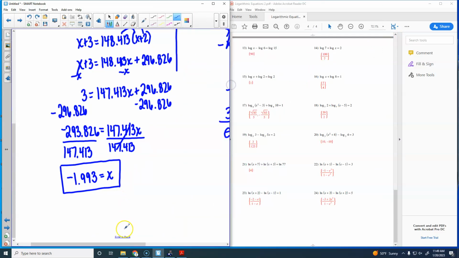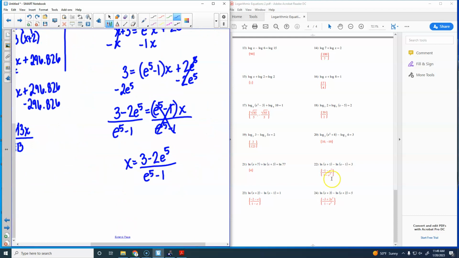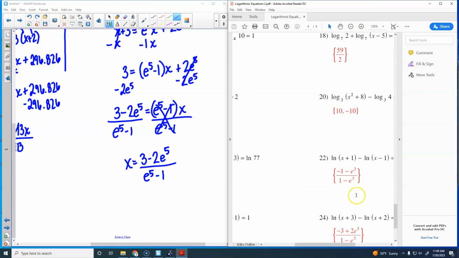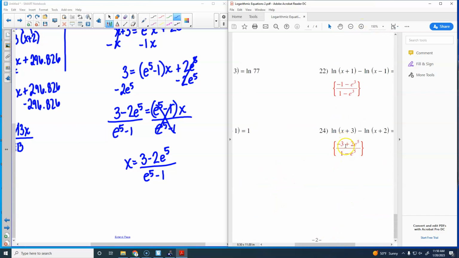They have the answer key right here. Let's zoom in. They've got negative 3 plus 2e to the fifth over 1 minus e to the fifth, which is close to what I got, but all the signs are changed, right? I have a positive 3, they have a negative 3. I have a negative 2, they have a positive 2. I have a negative 1, they have a positive 1. I have a negative e to the fifth, they have a positive e to the fifth.